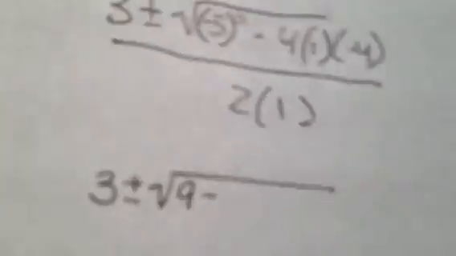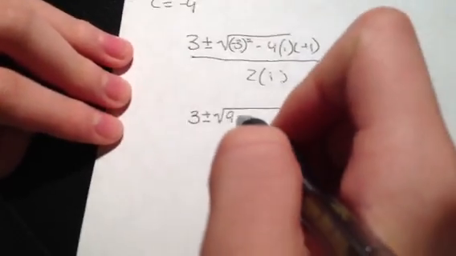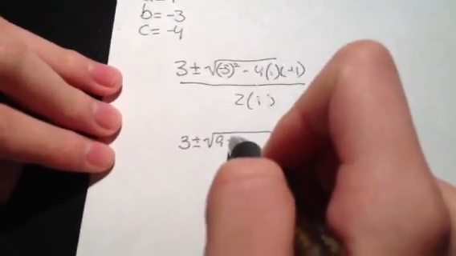All right, now what's 4 times 1? Negative 4 times 1? Negative 4. Good. What's negative 4 times negative 4? No, negative times negative equals positive. So positive 16. Good. Now 2 times 1? 2. Good.